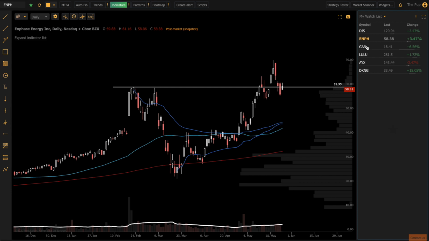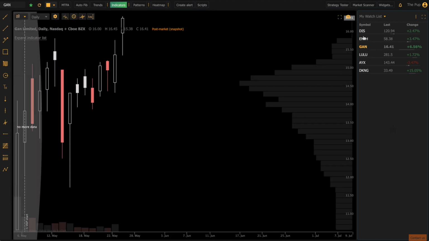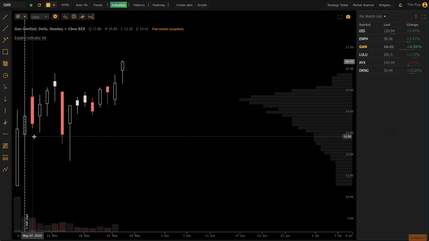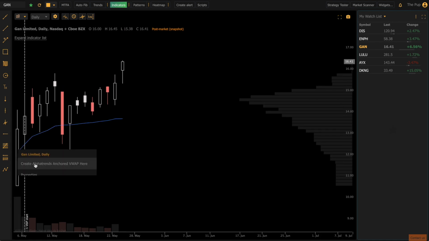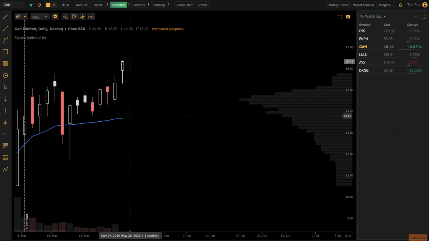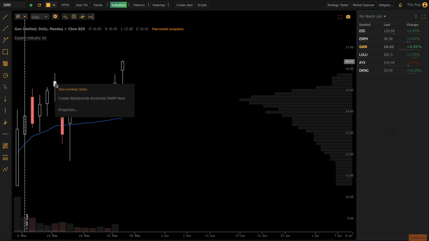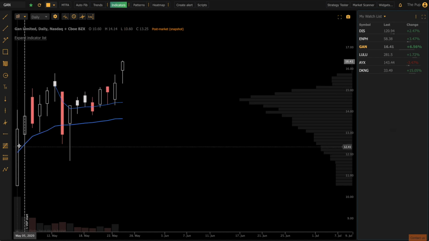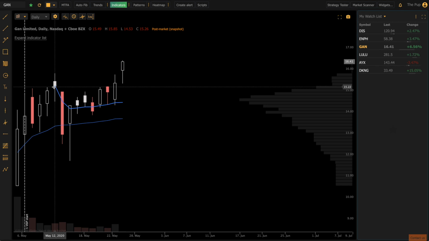All right, so moving along. GAN, I'm not familiar with this chart. Somebody had requested it. Obviously, it's a recent IPO. Let's just drop an anchored VWAP there. So I would watch any pullbacks to this anchored VWAP right here. Drop one right there as well. So yeah, these anchored VWAPs from Alpha Trends, Brian Shannon, really, really interesting tool that you can use.